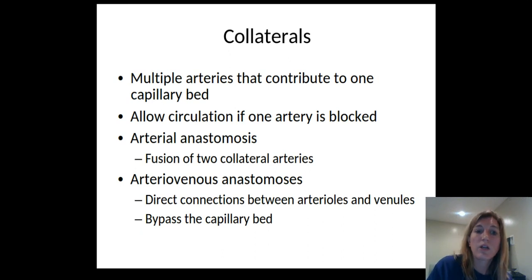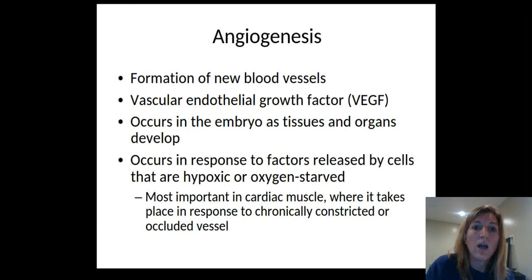There's also an anastomosis. An anastomosis would be where two arteries fuse together. So in other words, an artery leads to another artery, which might sound weird, but there's several of them. There's also arteriovenous anastomoses. This would be a direct connection. In other words, there's no capillary bed at all. The blood goes right from an arteriole to a venule back to a vein.